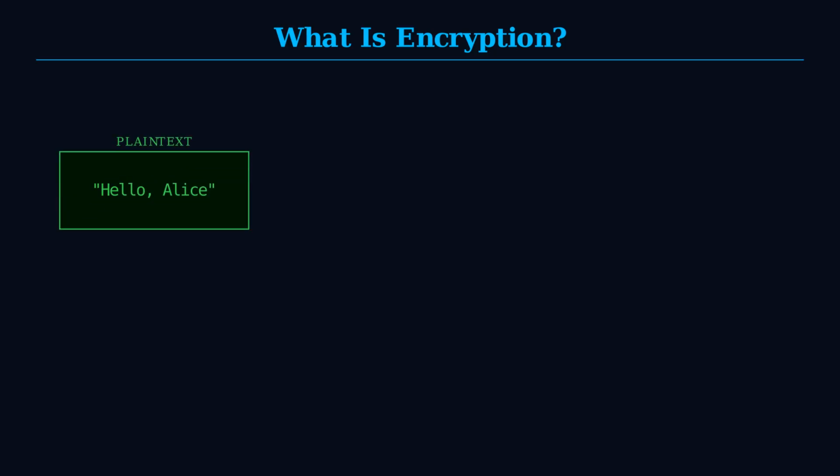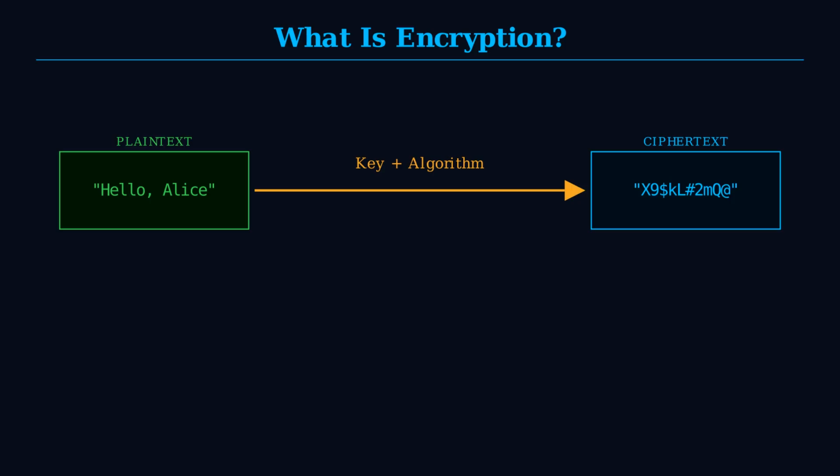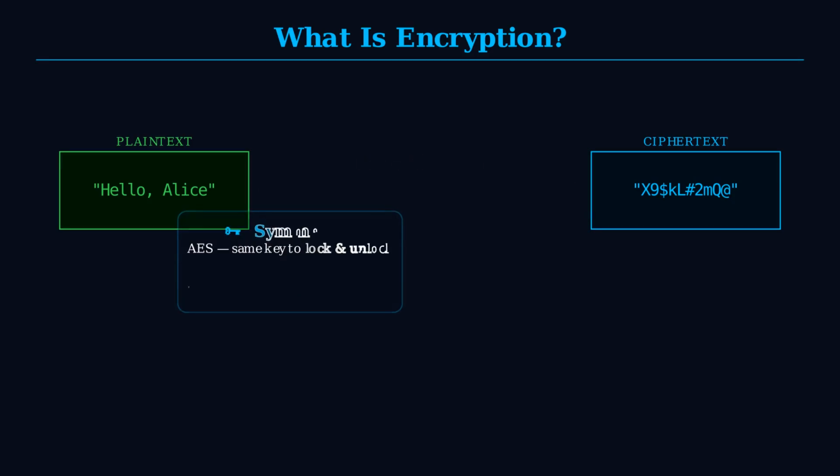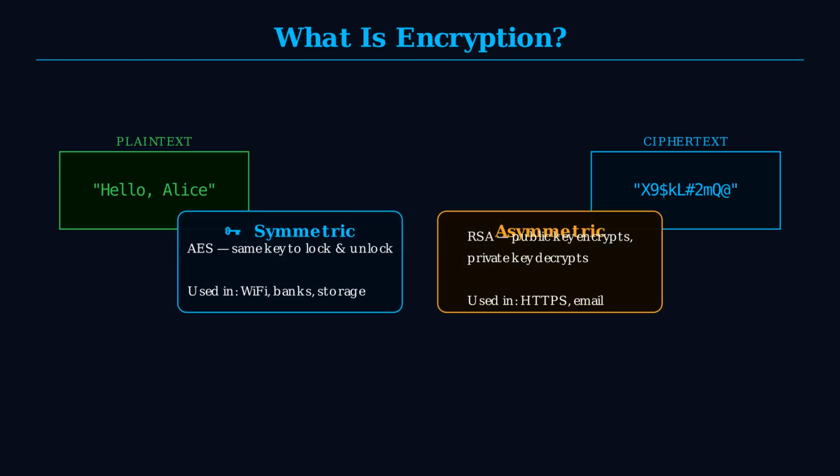You have a message. Let us say, "Hello, Alice." You feed it into an encryption algorithm along with a key. Out comes ciphertext, a completely scrambled, unreadable version of your original message. Now here is the key point. Literally. Because you have the key, you can run this process in reverse. Feed the ciphertext back in with the same key, and you get "Hello, Alice" back. That reversibility is the entire point of encryption. You are locking something up so you can unlock it later.